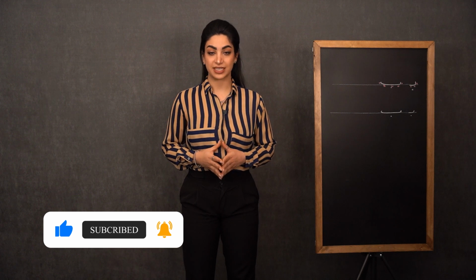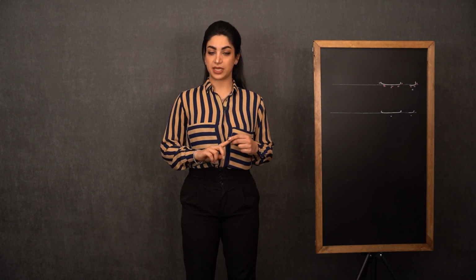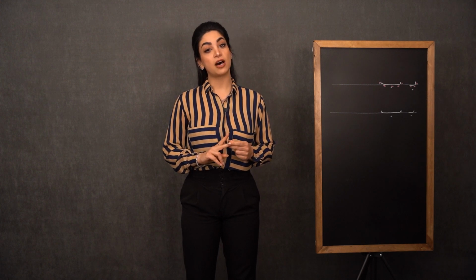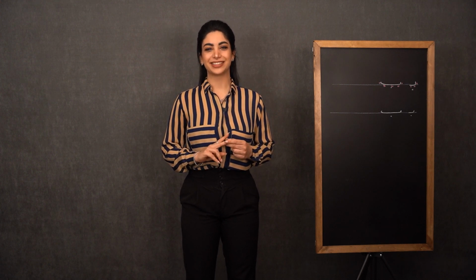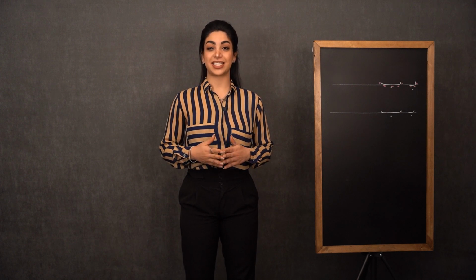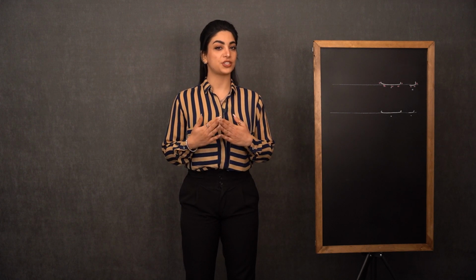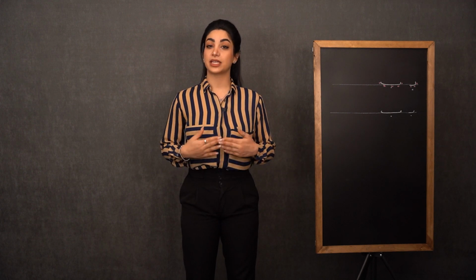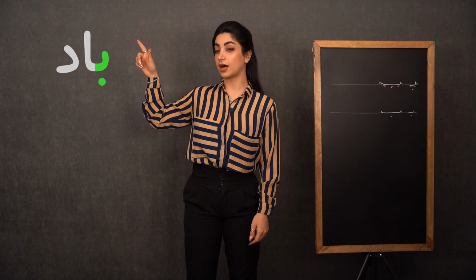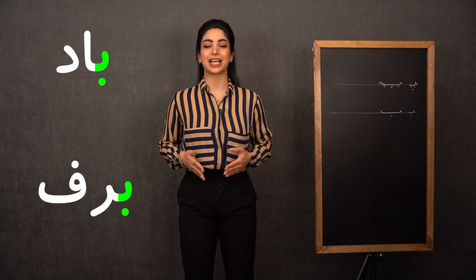Now for the practice, write 2 pages, one full of lowercase b and the other one full of capital B. After you did it, write down in the comments below, I did it, or I'm done. Now I would know that you did it. And the next practice is to say bad and barf instead of saying wind and snow.